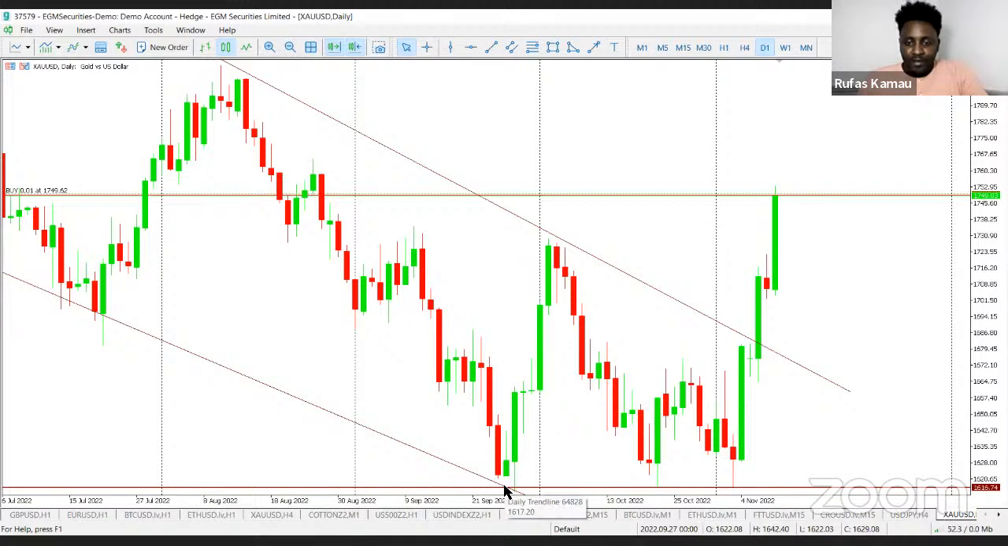We saw a bottom here in September, the market went up in October, the market bottomed at the same level, and then this month bottomed at the same level. This is a clear indication that the market is rejecting lower prices, and now we are expecting some further upside momentum.